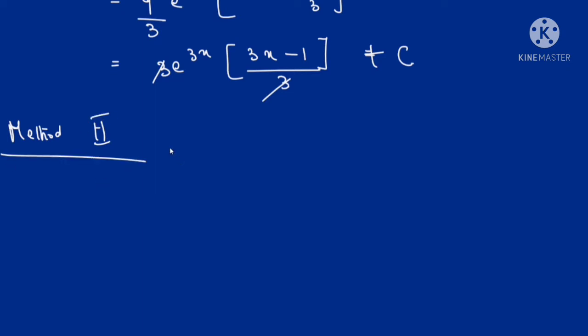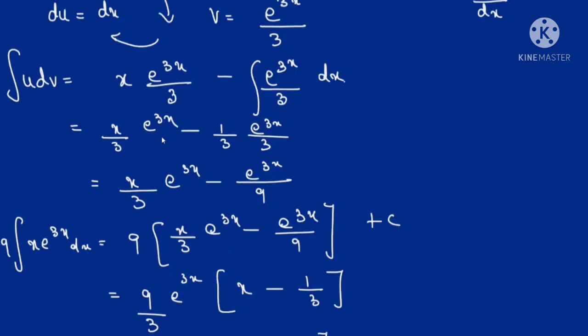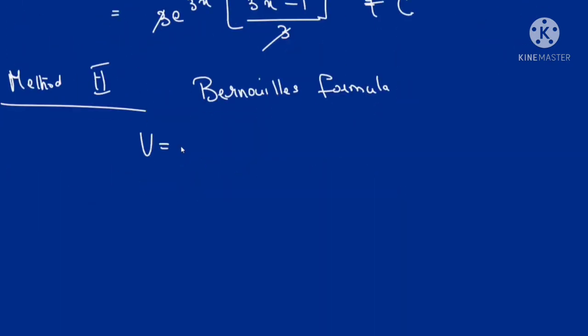Method 2 is, I am going to use Bernoulli's formula. Now when will you use Bernoulli's formula? When your u, which we already chose, is x to the power n. So u is x only, x power 1, so we can use Bernoulli's formula. When u is x, you can always use Bernoulli's formula. When u is x power n, better use Bernoulli's formula. n is 1 here, that's it.